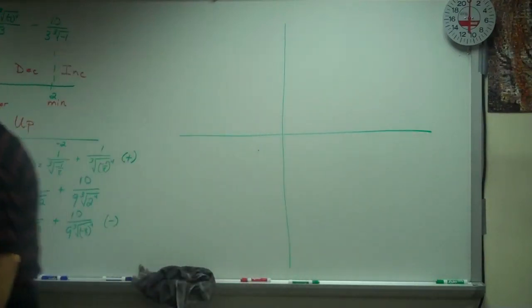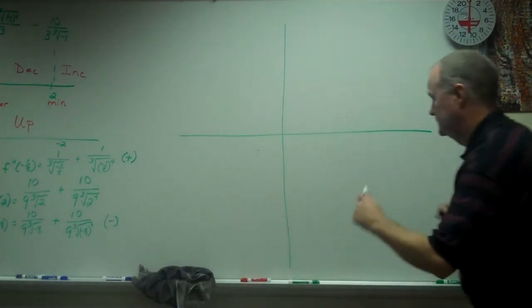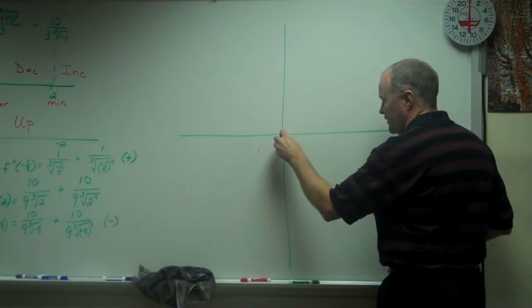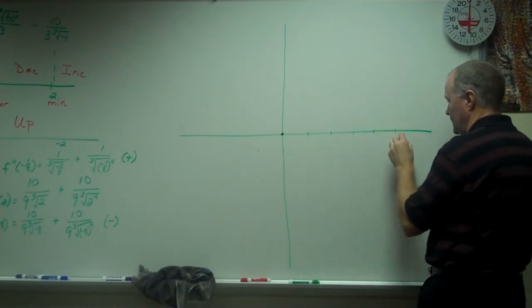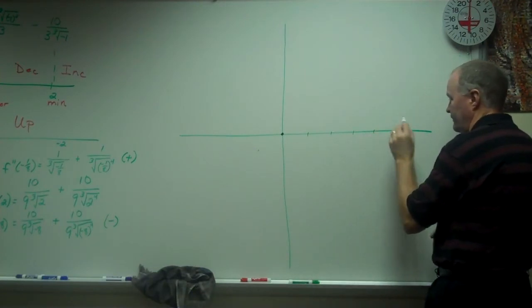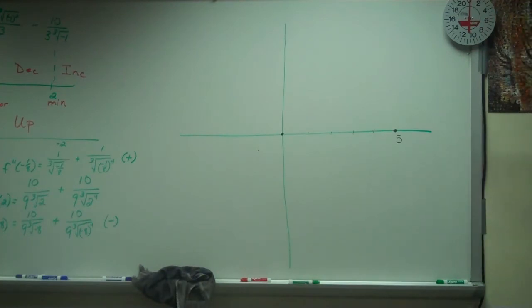All right, let's reel these guys in. X-intercepts and Y-intercepts. 0, 0. And 5. Oh boy, here's the tough part. Critical points and inflection points.